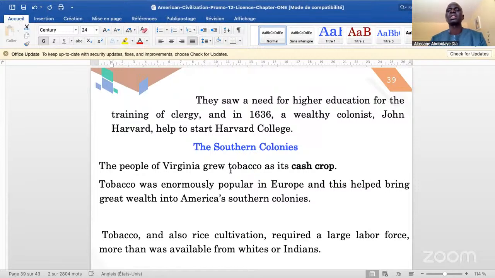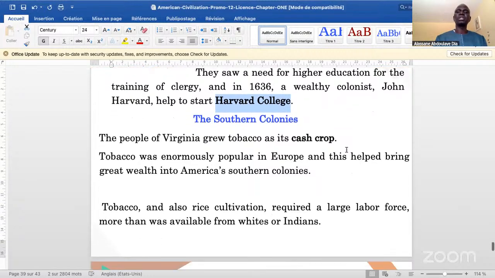And in 1636, a wealthy colonist called John Harvard helped to start Harvard College. Today, you see Harvard University, it started with a college, and it was established by a Puritan. And that wealthy colonist was John Harvard, and Harvard College took his name. Today, it is what has become Harvard University, the best university in the world.